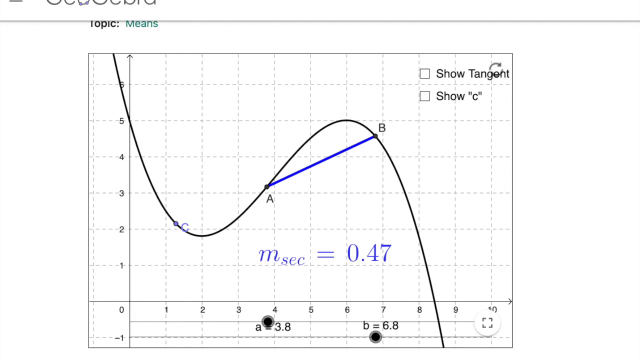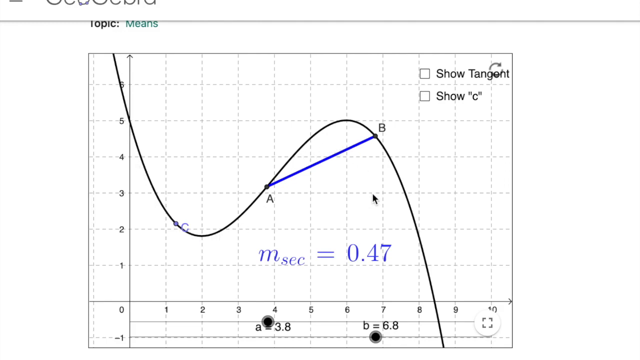And that's the main idea of this, really, is that whatever the average rate of change of a function is over a particular interval, there must be at least one time in that interval when the instantaneous rate of change is equivalent to that. And here's a visual of that.